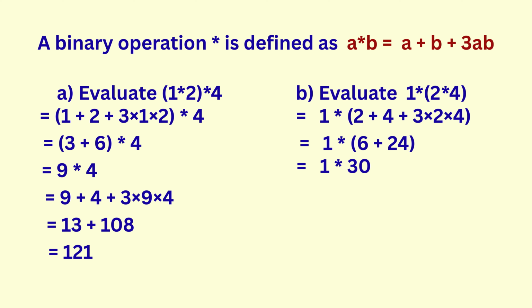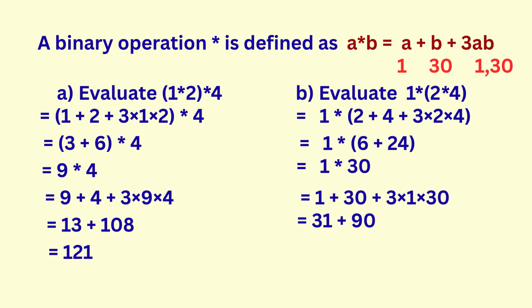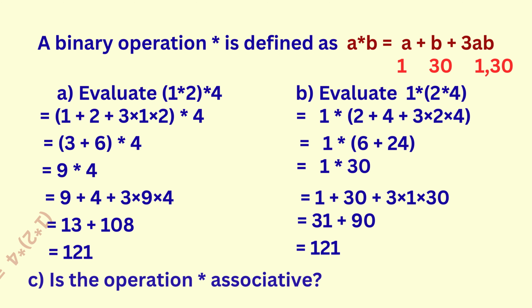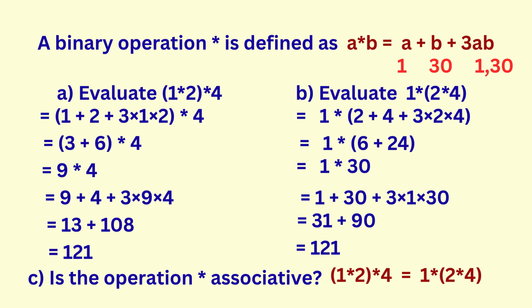To find 1 star 30, we replace A with 1 and replace B with 30, and we get 1 plus 30 plus 3 times 1 times 30, which is 31 plus 90. That's 121. The same answer we have for part A. So grouping the first two numbers gives the same result as grouping the last two numbers. Hence, the operation is associative.